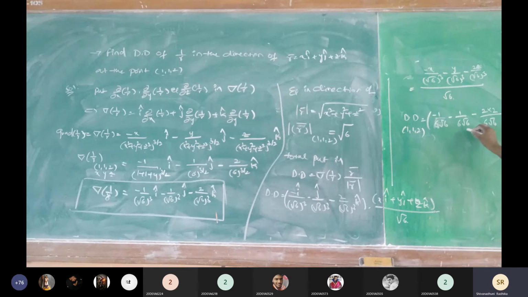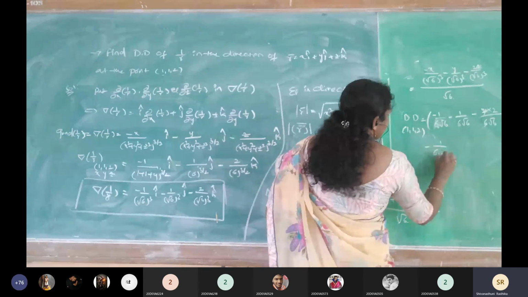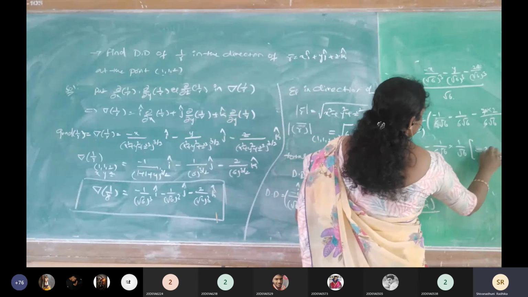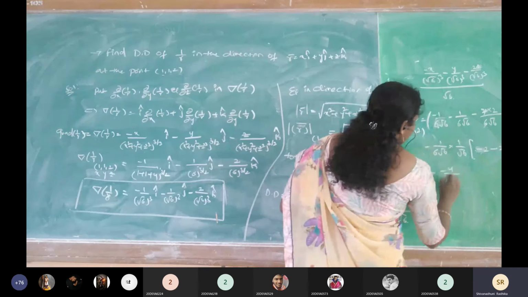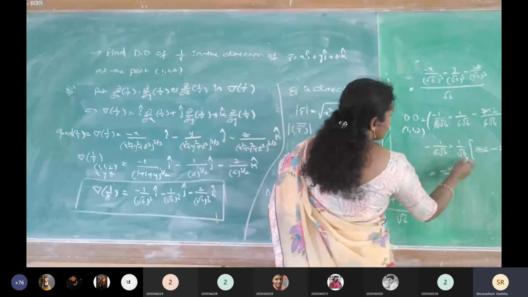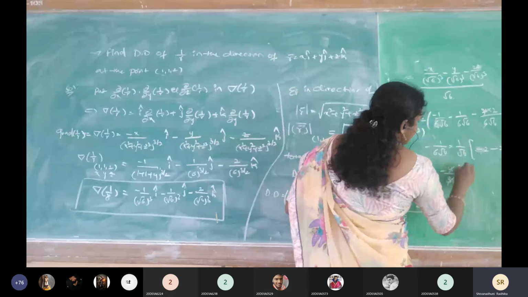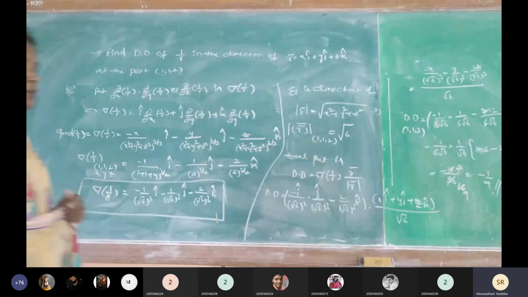Okay, there is no simplification here. All the terms have 1 by 6 root 6 into 1 by root 6, into minus 1, minus 1, and again here also minus 2 is there. So minus 4 by root 6 into root 6 is 6, and 6 into 6 is 36. Again 2 twos are 4, 2 18s are 36, 2 9s are 18. So minus 1 by 9 is the directional derivative.